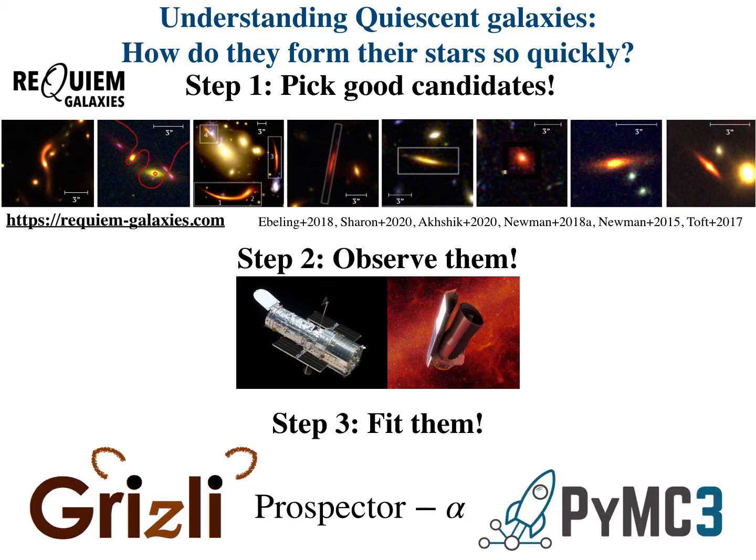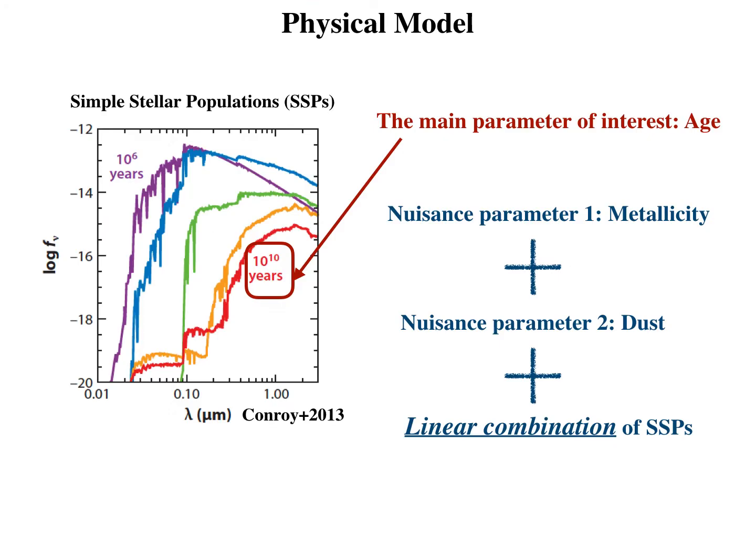And the last step is to basically reduce data and just fit the stellar population and constrain the age. And for that, we use a variety of software, and PyMC3 is one of them. So let's take a few steps back and look at the physical models.